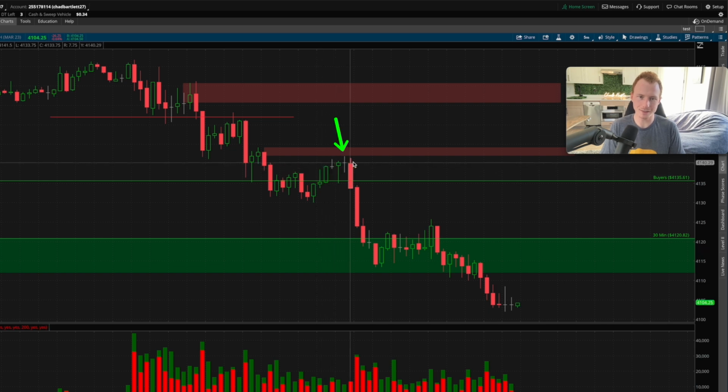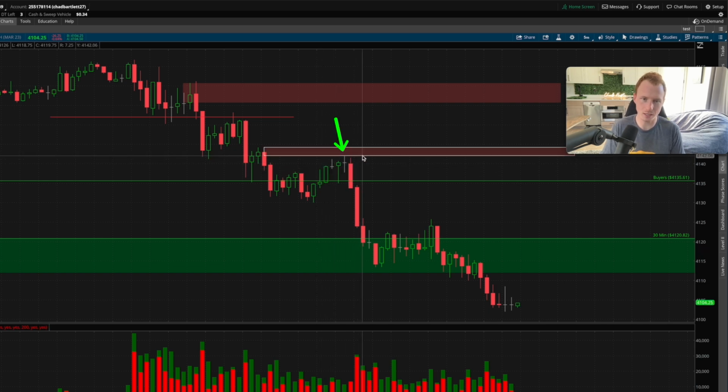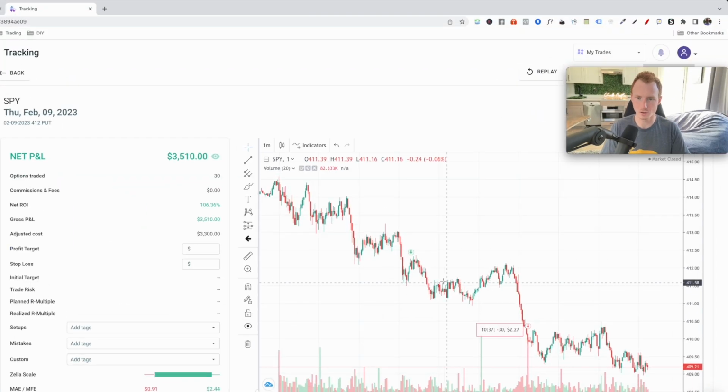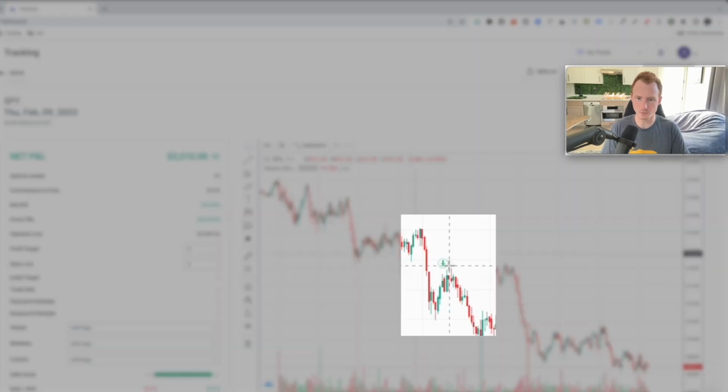And what do you know? We hit the supply zone literally to a T, hit this bottom of the body right here. And this is where I actually got my entry. So if we go back to right here, as you can see, this is where I got my entry.